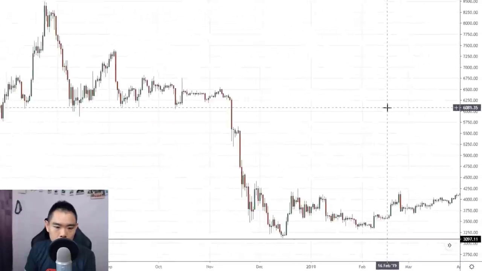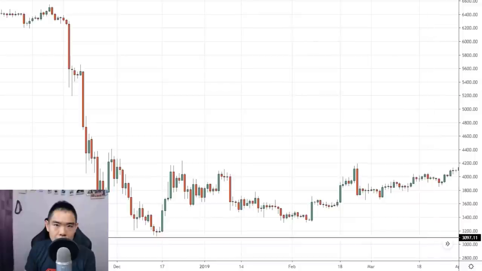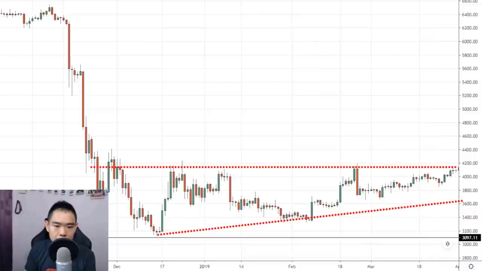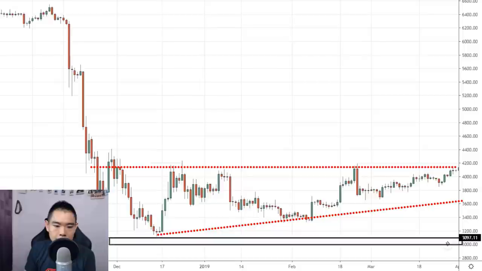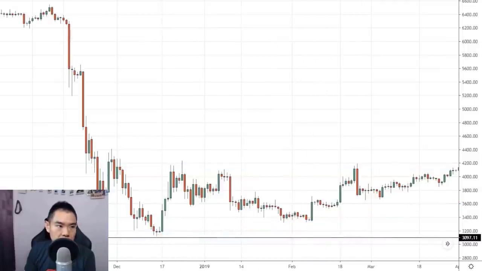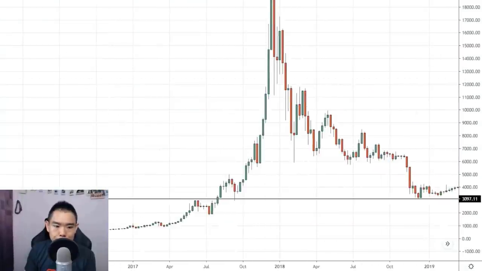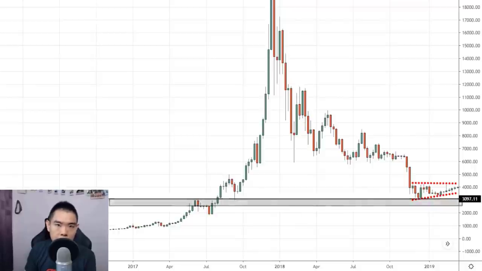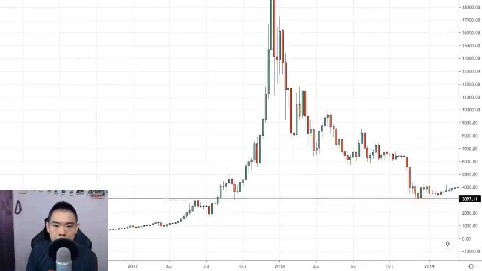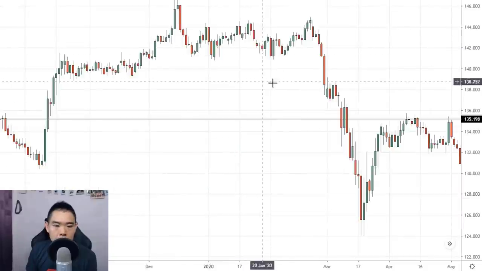Okay, so when I zoom in, you realize that this ascending triangle is leaning against this key area of support, which can be seen on a higher time frame, the weekly time frame. So if you don't believe me, I just go up to the weekly time frame. So this is the ascending triangle, this portion here, and this is the key area of support on the higher time frame. Make sense? Okay, so let me share with you another example. Pound yen. So same concept, right?